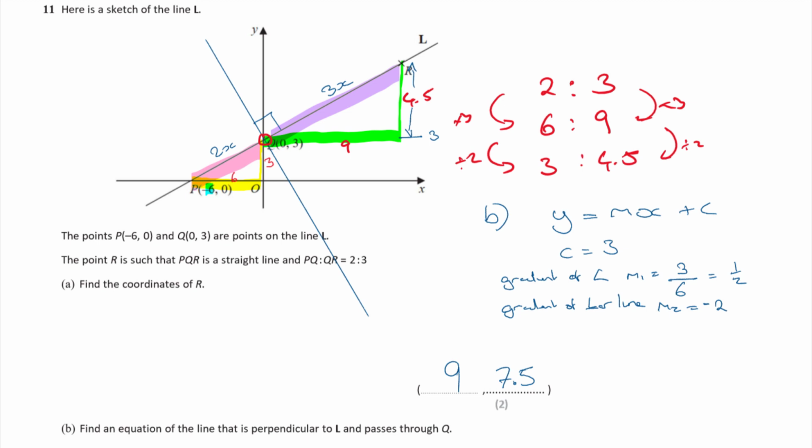I already knew the y-intercept was 3, so now I know everything I need to know for this line. If the gradient is minus 2 and the intercept is 3, then I can plug my gradient in there and my intercept in there, and I've got the equation of the line. So therefore, the equation of the line is y equals m, minus 2x, plus c, 3. y equals minus 2x plus 3.